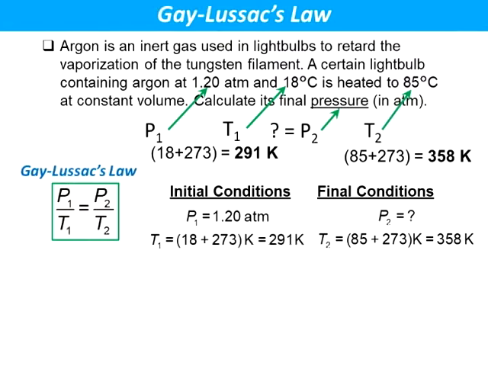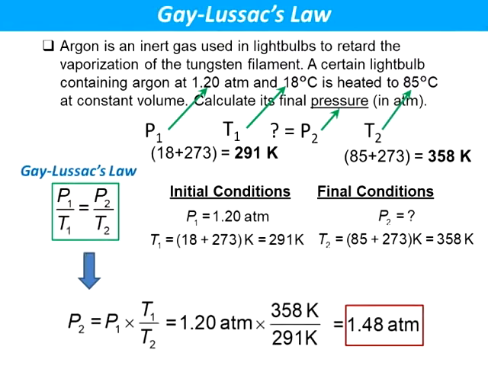So I observe my initial conditions and my final conditions. I rearrange the equation to solve for P2. I put in each of the values and I obtain 1.48 atmospheres for this particular problem. Again, this is an example of Gay-Lussac's law because Gay-Lussac's law involves pressure and temperature.